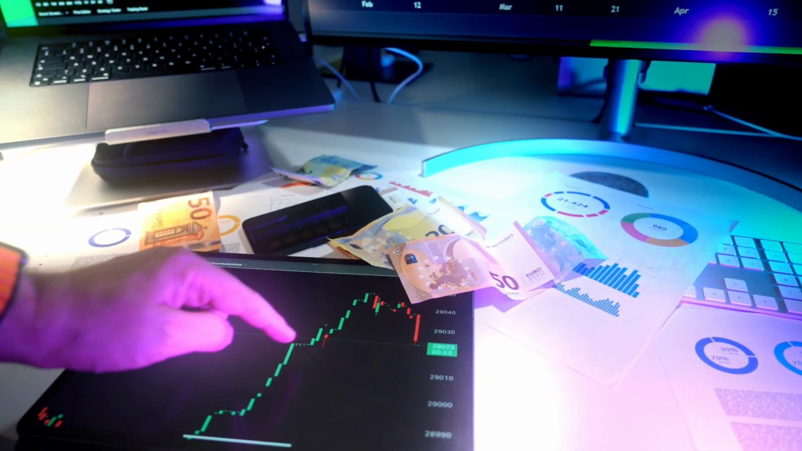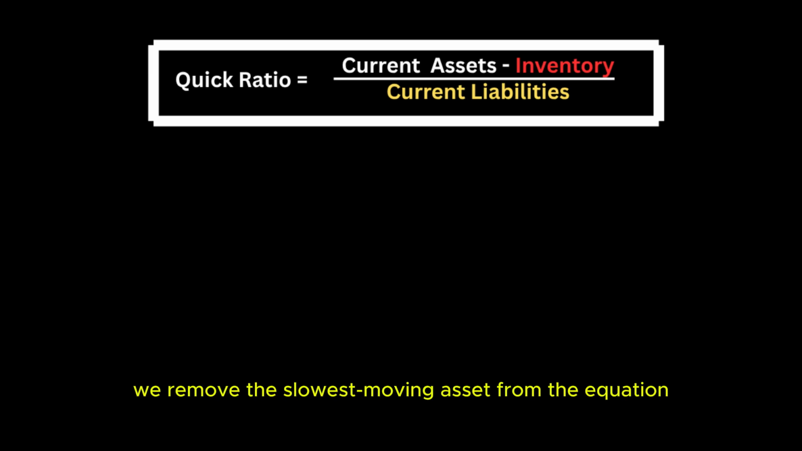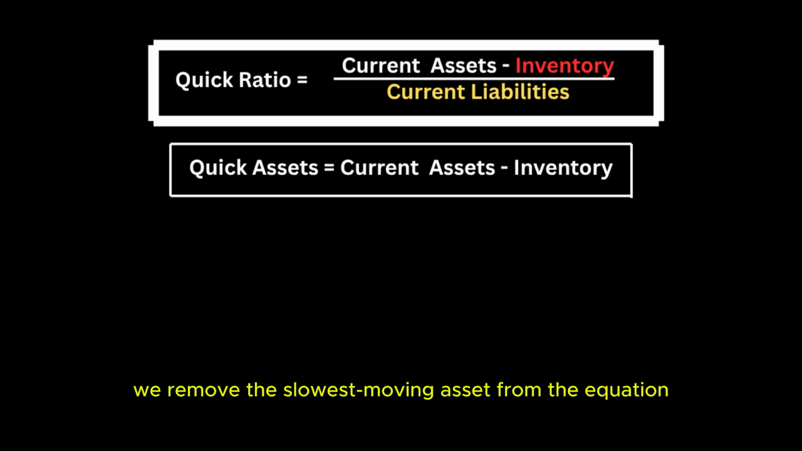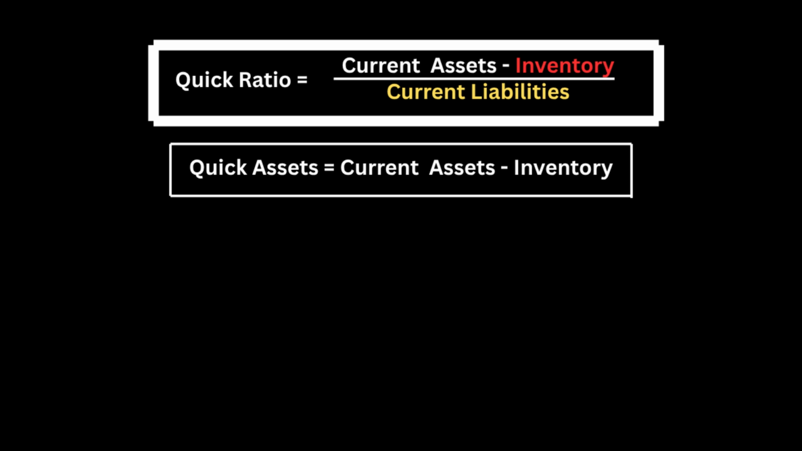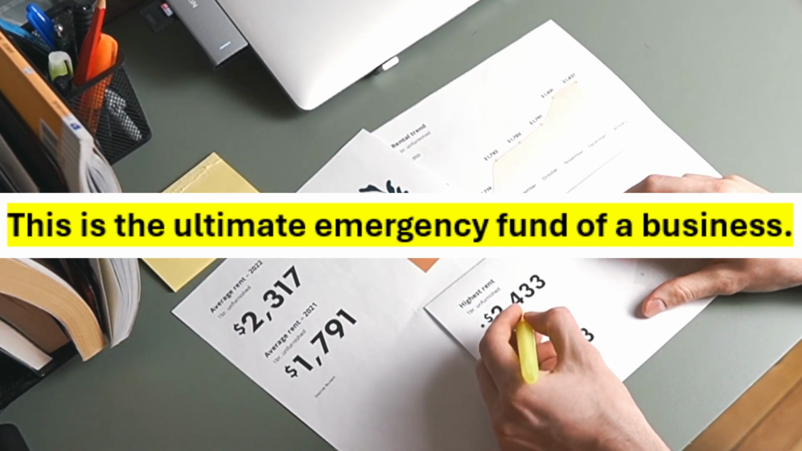Let's look at the simplest form of the formula first. Quick ratio equals current assets minus inventory over current liabilities. By doing this math, we remove the slowest moving asset from the equation. What is left behind is what we call quick assets: pure cash, liquid short-term investments, and accounts receivable. This is the ultimate emergency fund of a business.